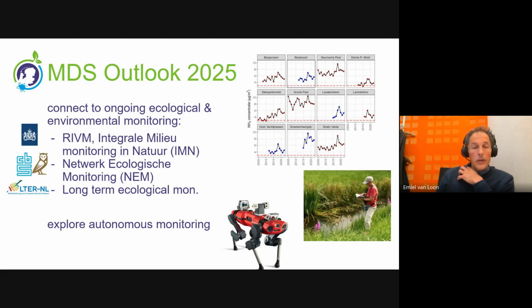We would like to connect our measurements to that network, because there should be a relationship, of course, between biodiversity and these pressures, as well as to the National Ecological Monitoring Network, called NEM, coordinated by CBS, and the activities that are ongoing in the long-term ecological monitoring sites. One of these is the Veluwe, and we also deploy some of our equipment there.